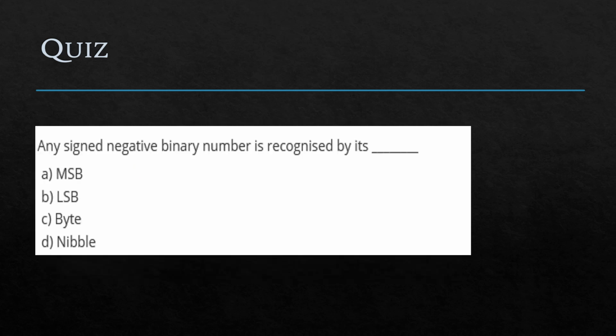Then, any signed negative binary number can be recognized using its MSB, LSB, byte, or nibble. These are the options. Any signed negative binary number can be recognized using its MSB, the most significant bit. If the bit is 1, it represents a negative binary number.